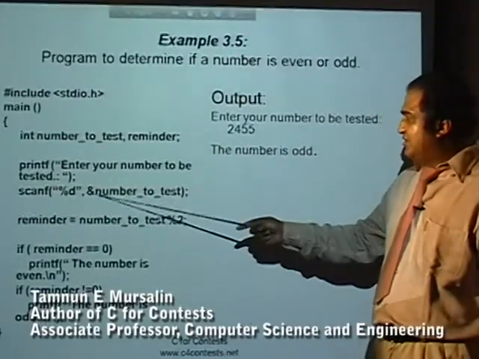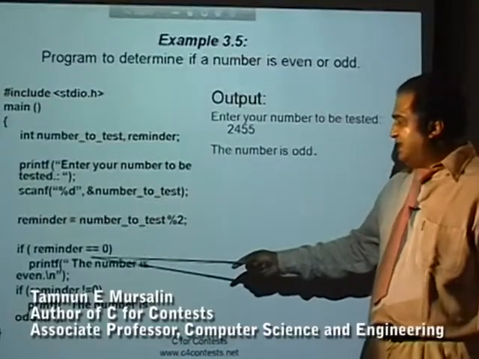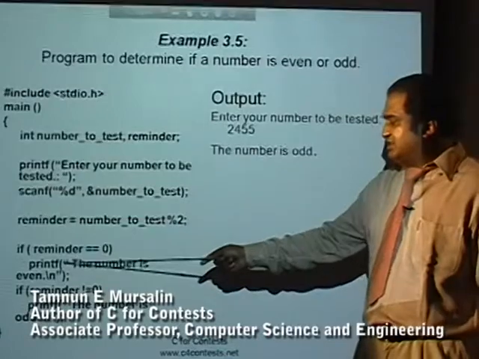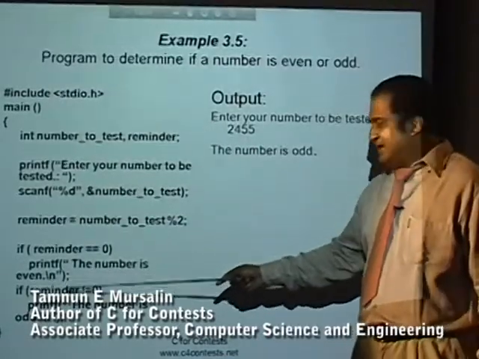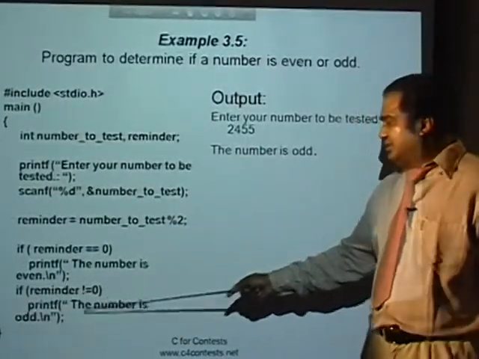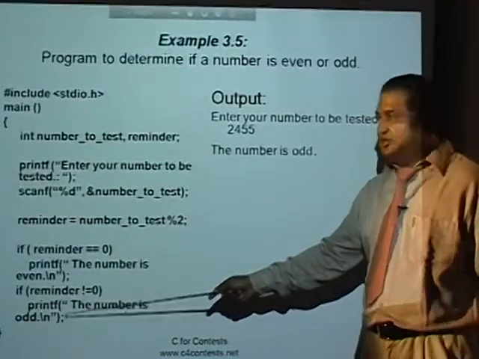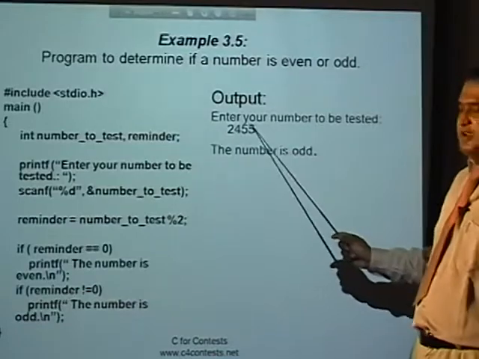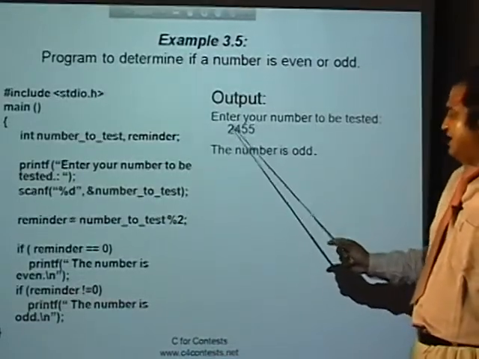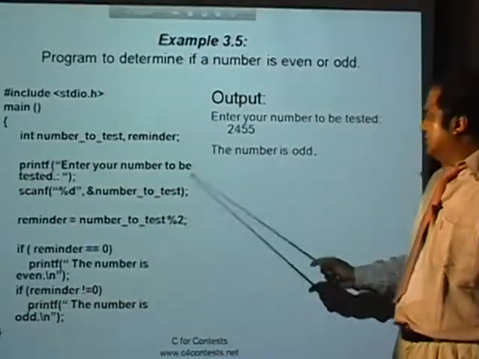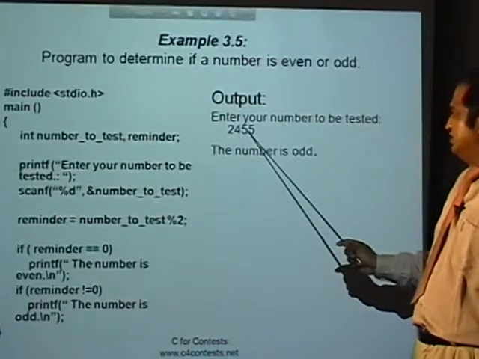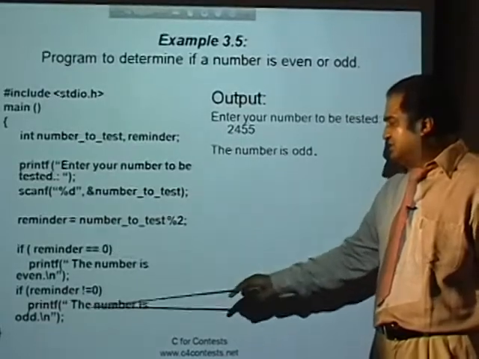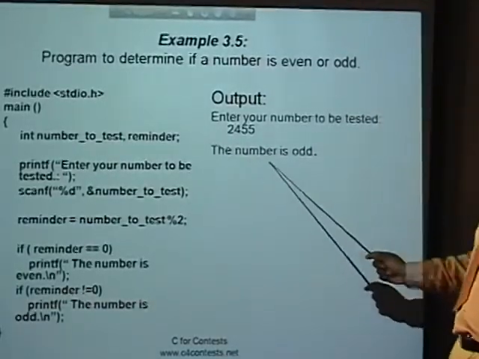So we take the number from the input, then we check if the remainder is equal to 0 or not. If it is 0, we say the number is even, and if the remainder is not equal to 0, we say the number is odd. So you can see the output over here. Enter your number, we enter 24555, and as we divide it by 2, we know the remainder will be 1, and this condition will be false, and if this is false, the number is odd, and you can see it prints number is odd.